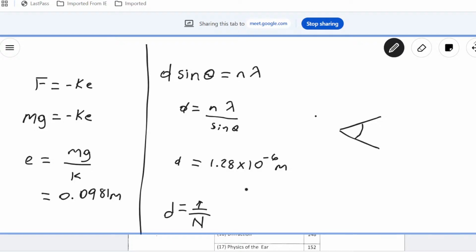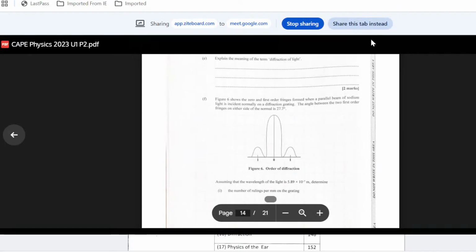The angle 13.85. So I got D as 2.46 times 10 to the minus 6. So just reciprocate it. The unit is meter per ruling or something for N. It's rulings per meter, per millimeter. No, I'm talking about D. Oh, D is just millimeters. So N is the inverse.